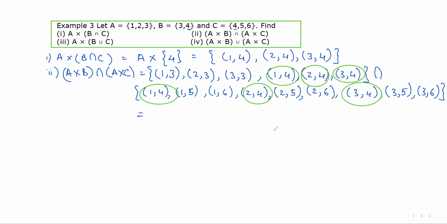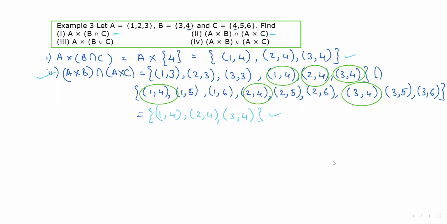So we'll write these as (1, 4), (2, 4), (3, 4). These are the three elements of your second part. If you observe, the right hand sides of the first and second are the same. You have 3 elements and these are exactly the same. So from this, you can see that this equation is equal to this equation.